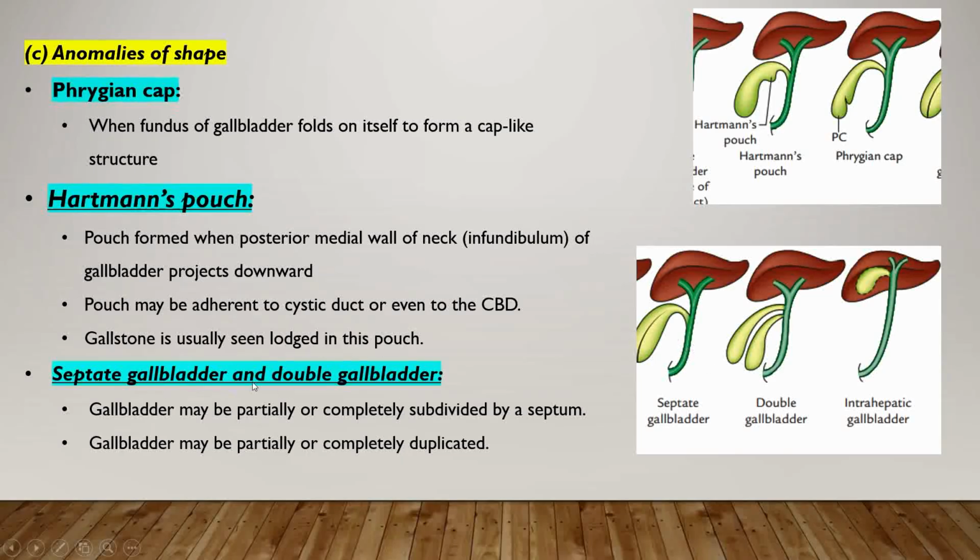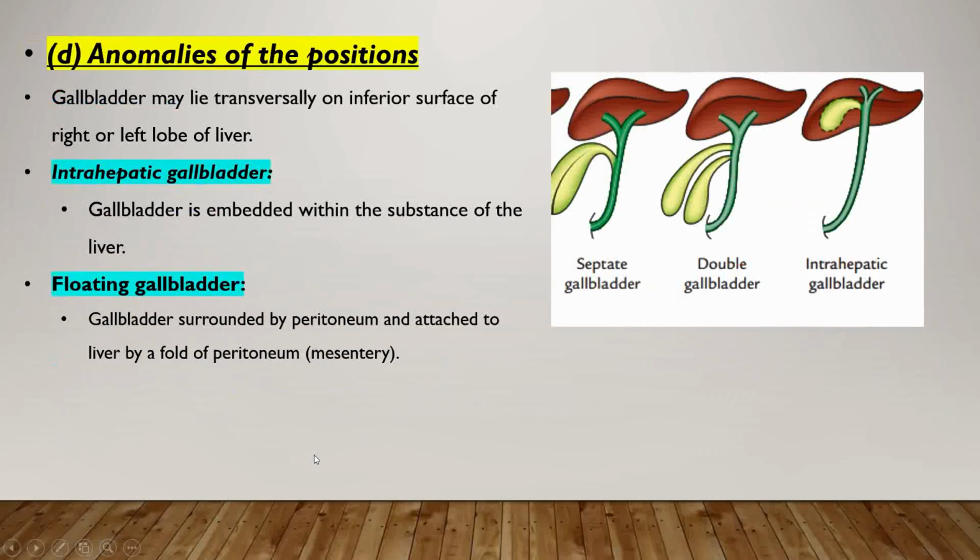There can be septated gallbladder and double gallbladder. Sometimes the gallbladder is partially or completely subdivided by a septum, or sometimes there is partial or complete duplication of the gallbladder.